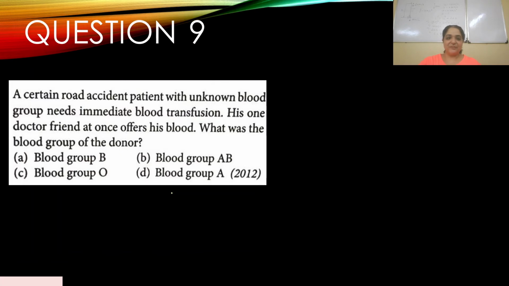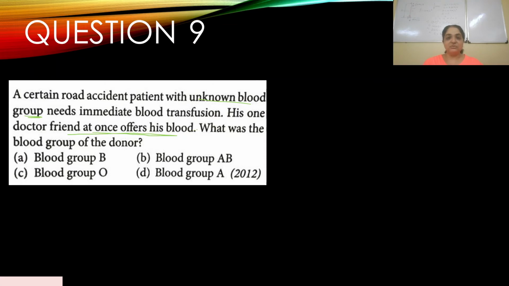Question number 9. A road accident patient with unknown blood group needs immediate blood transfusion. One doctor friend at once offers his blood. What was the blood group of the donor? The patient has an unknown blood type, and we are not aware of the blood group. But his doctor friend at once offers his own blood. So what type of blood would that be?